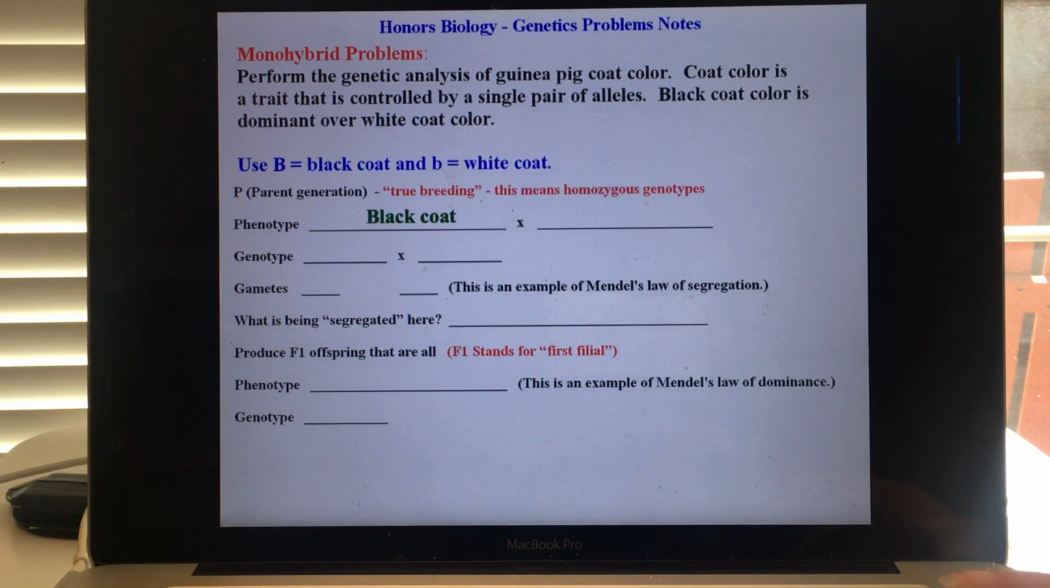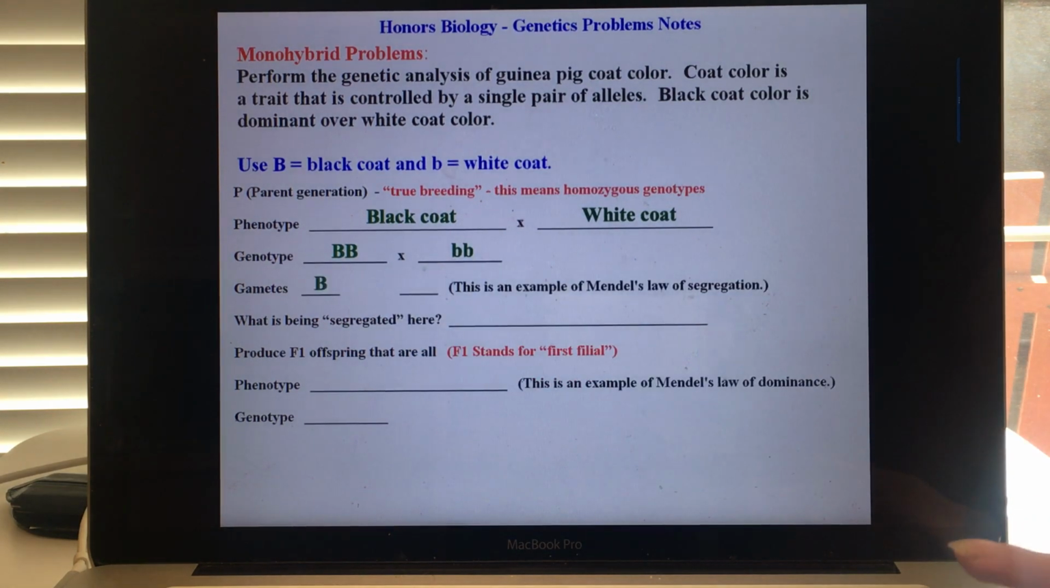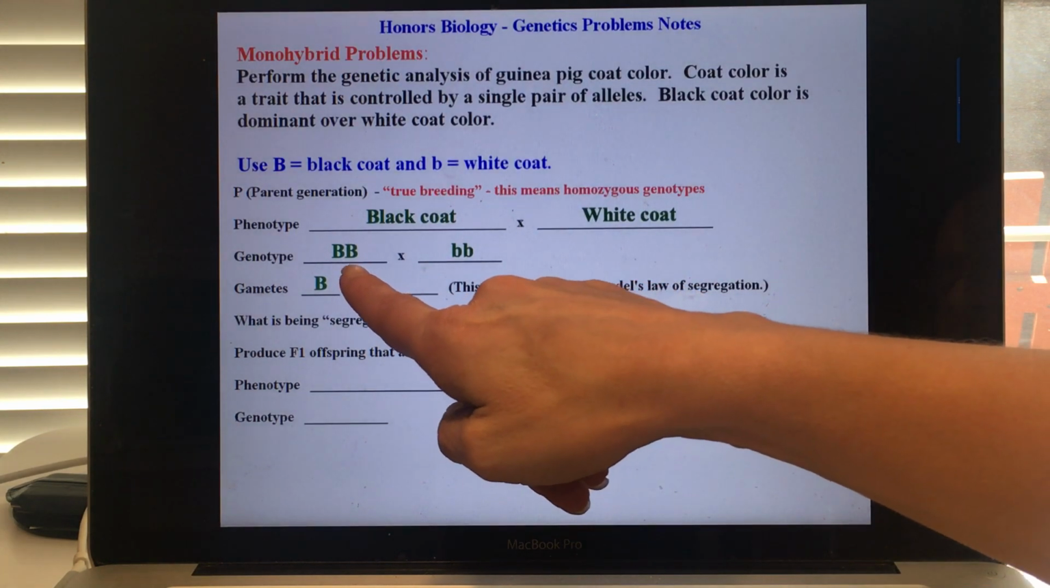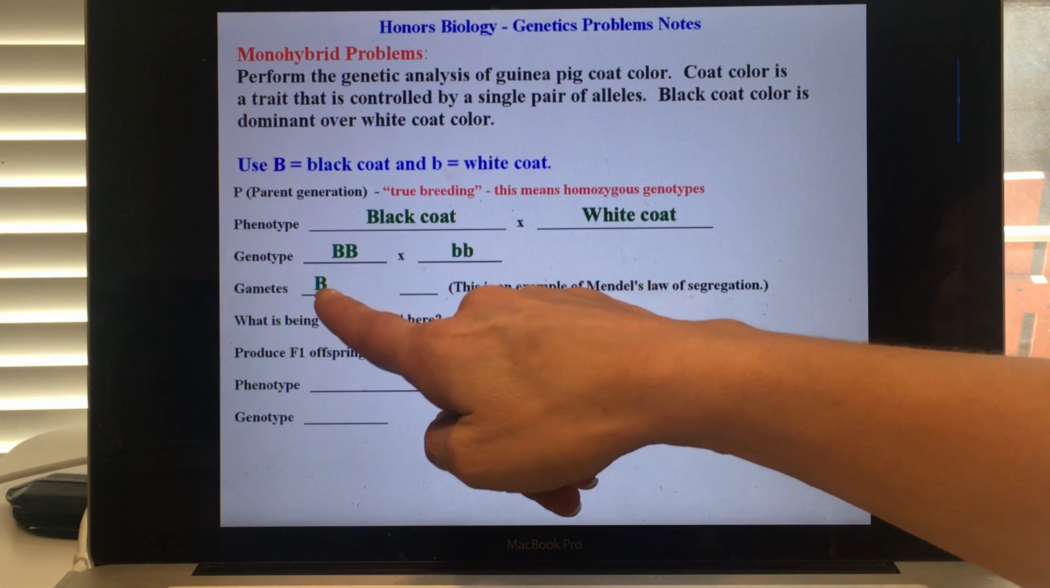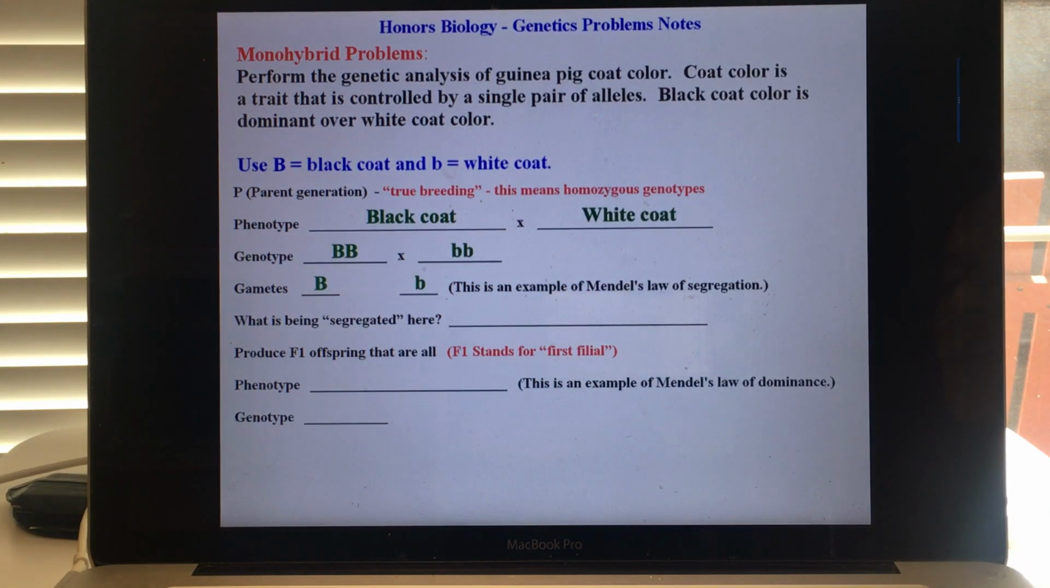If we crossed a black-coated guinea pig and a white-coated guinea pig, and because we said they were true breeding, the black-coated guinea pig would be homozygous dominant, or big B, big B, and the white-coated guinea pig would be little b, little b, also known as homozygous recessive. Then we know the gametes of this individual would all have one dominant allele in them, because remember that gametes are haploid and not diploid. So you have one of each letter. The only possible allele that can be passed down by this organism is the dominant allele. This organism can only pass down the recessive allele.